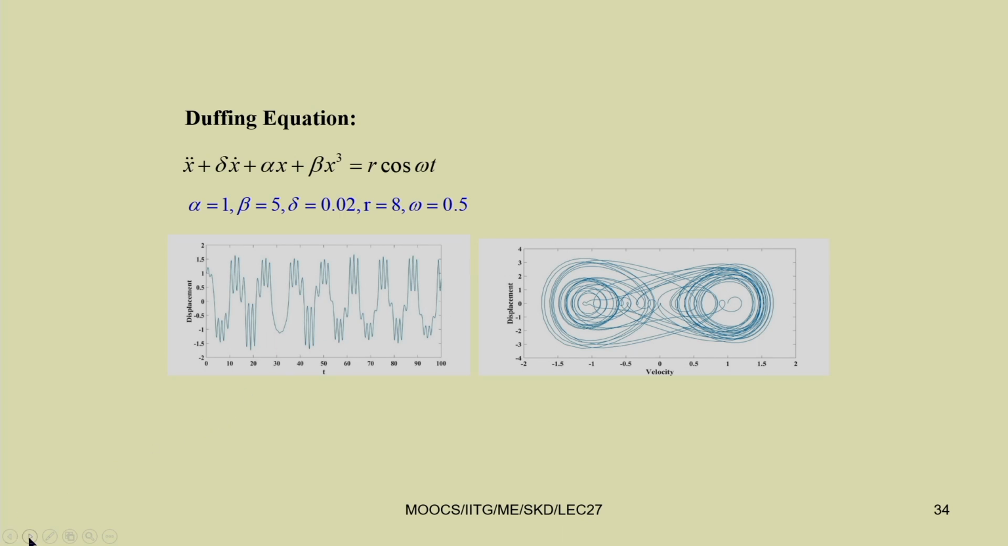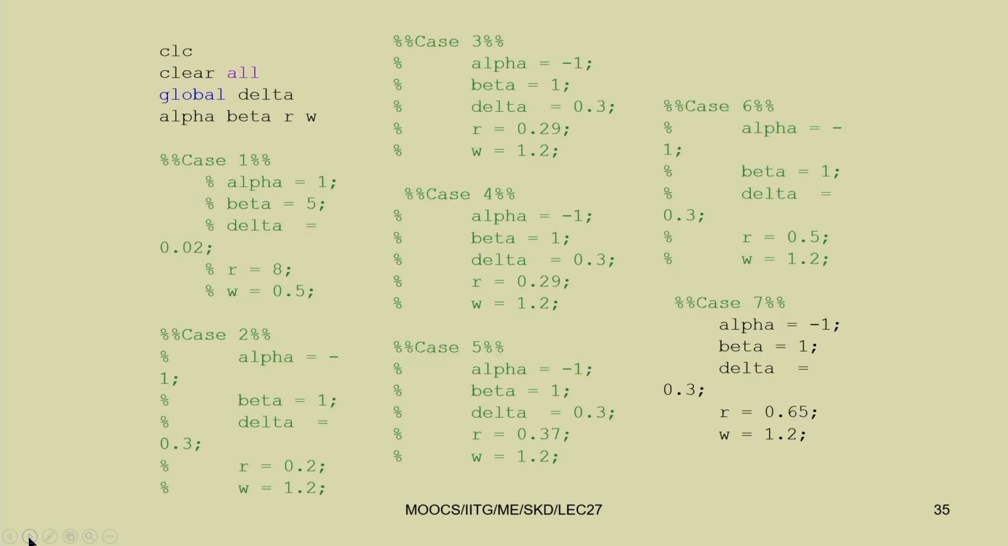You have already seen the fixed point response also for some values. You can have fixed point response, for some values periodic, for some values quasi periodic, and chaotic response. You can write a small code for finding this phase portrait and this time response.